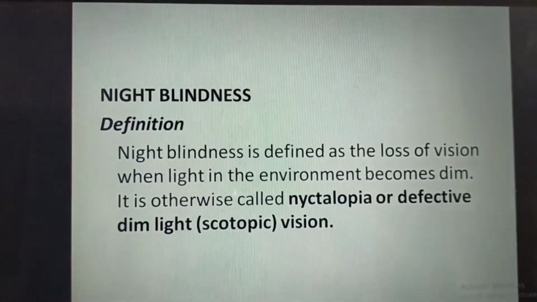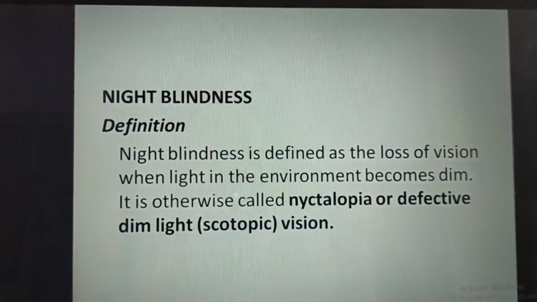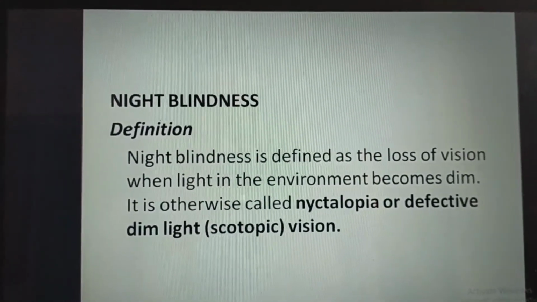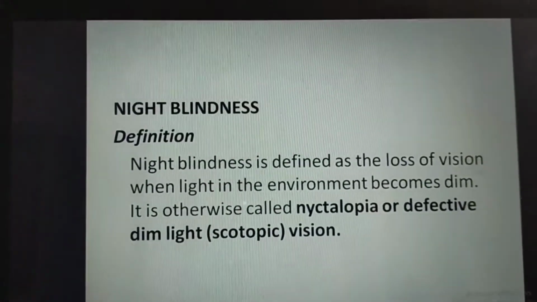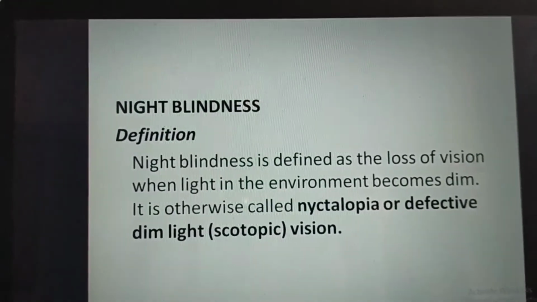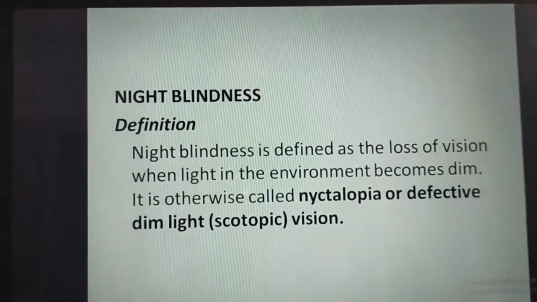There is a term called night blindness. Night blindness is defined as the loss of vision when light in the environment becomes dim. It is otherwise called nyctalopia or defective dim light vision.